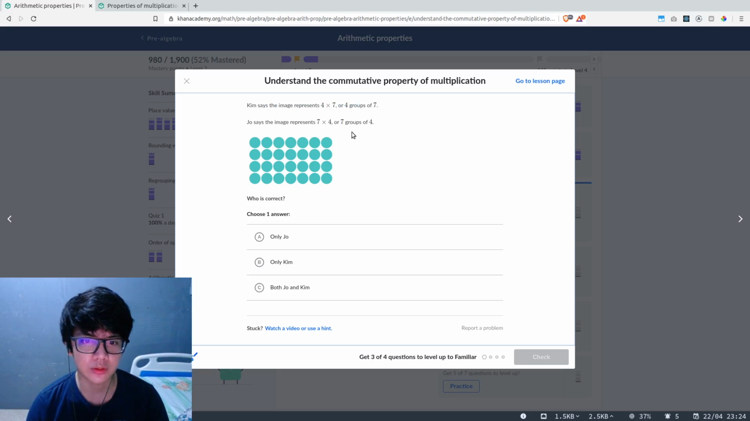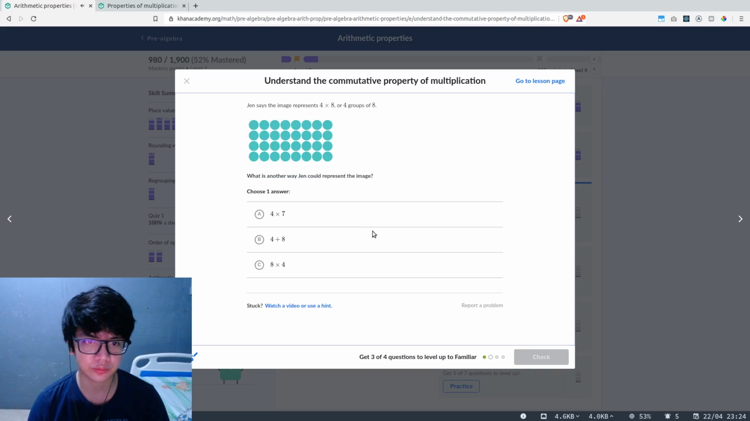Who is correct? Kim says the image represents 4 times 7, or 4 groups of 7. Joe says the image represents 7 times 4, or 7 groups of 4. They're both correct. John says the image is 4 times 8, or 4 groups of 8. What is another way Jenny represents 8 times 4?